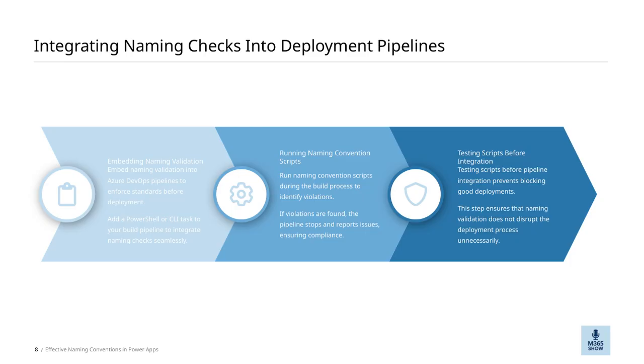To embed this into your workflow, you can integrate naming validation directly into Azure DevOps pipelines. Adding a PowerShell or CLI task to your build pipeline is a seamless way to enforce these standards before deployment happens. Overall, these checks are an essential part of automating and standardizing your Power Apps deployment process, ensuring everything adheres to your naming conventions every time.